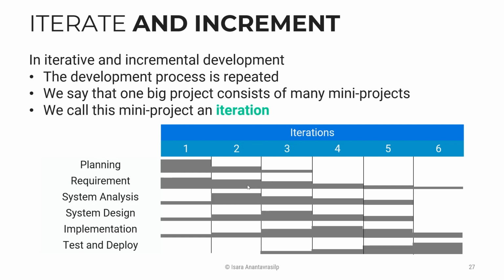Further, moving on to the second iteration, the focus shifts a little bit from planning to the requirements and system analysis, and then the focus is going to shift from the planning and requirements to the analysis and design. And in the later iterations, your work is going to be focused mostly on implementation, testing, and deploy.